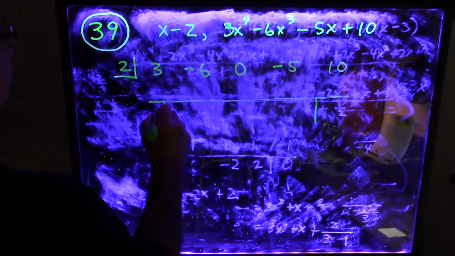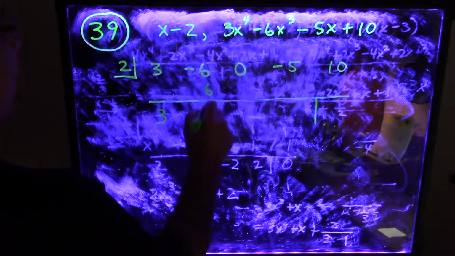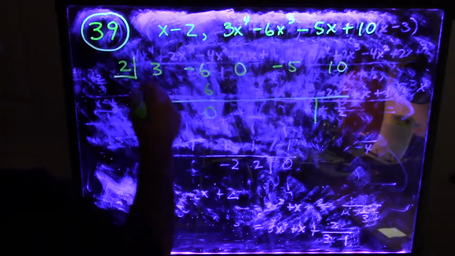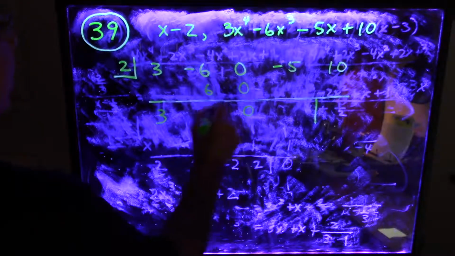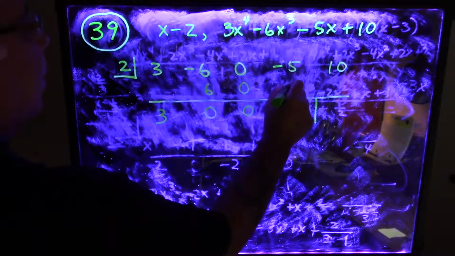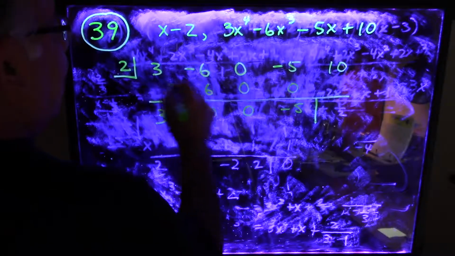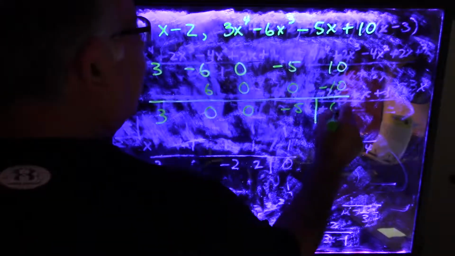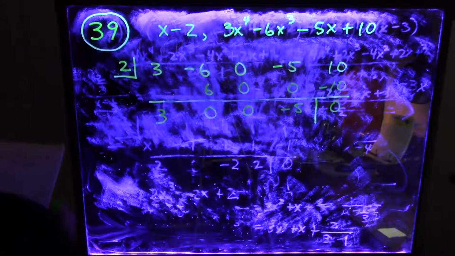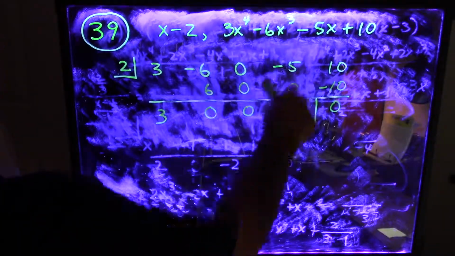Bring down the 3. 2 times 3 is 6. Negative 6 plus 6 is 0. 2 times 0 is 0. 0 plus 0 is 0. 2 times 0 is 0. Negative 5 plus 0 is negative 5. 2 times negative 5 is negative 10. And 10 minus 10 is 0. So there is a 0 remainder. So x minus 2 is a factor of this polynomial here.